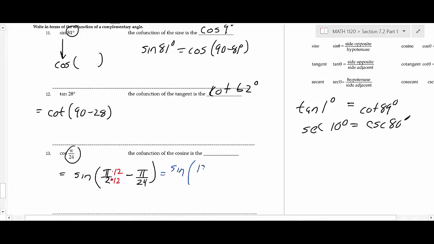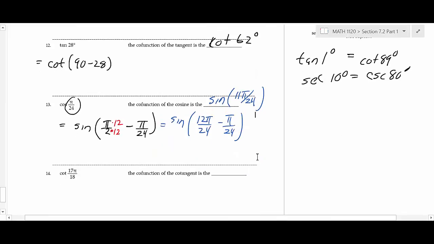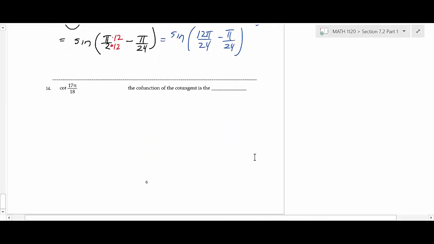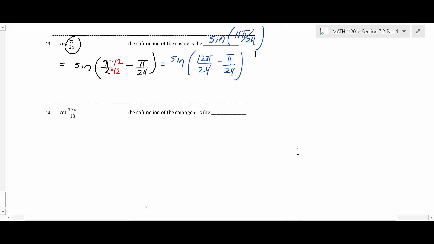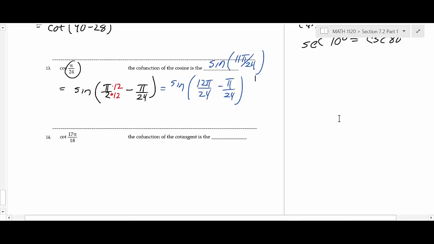That would give me sine of 12 pi over 24 minus pi over 24. So what's the answer? Sine of 11 pi over 24. So your answer to that problem is sine of 11 pi over 24. That's it, so it's easy. It's easy to know what cofunctions are because it's built into the way we name the trig functions. Let you guys do number 14, and you want to leave that in radians. You do that a lot like the problem I just did. That's the idea.